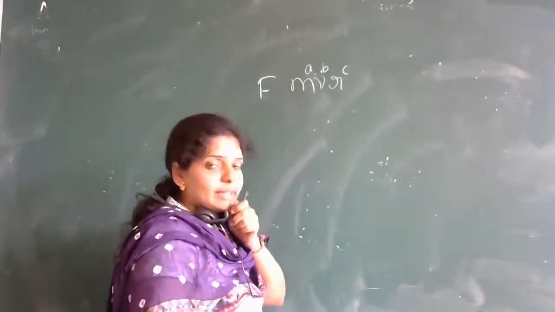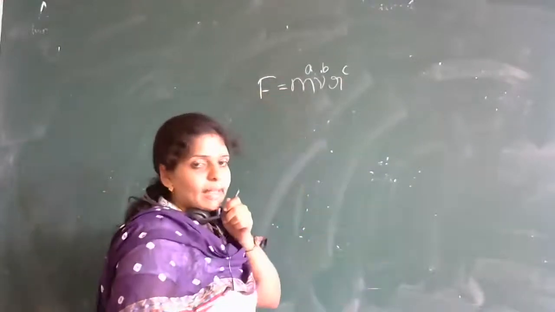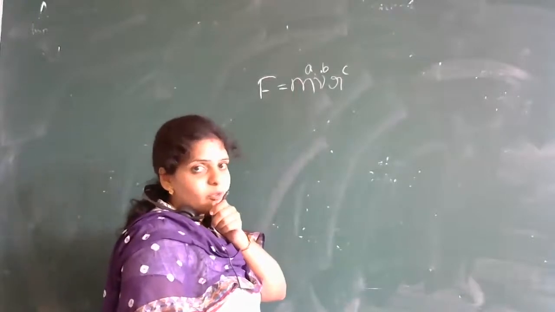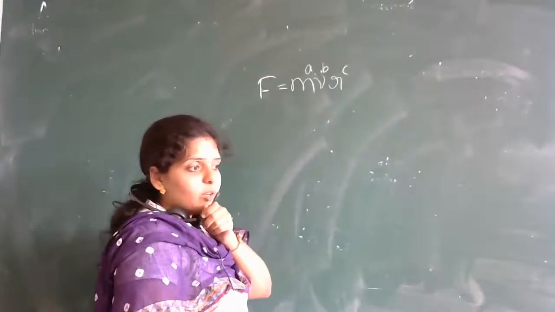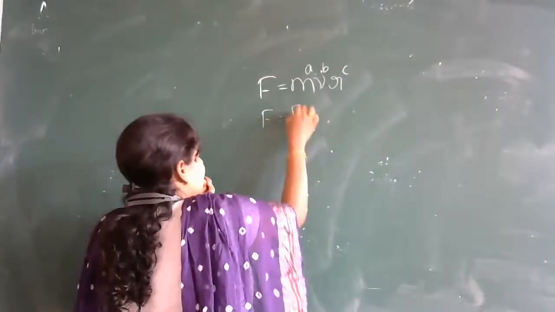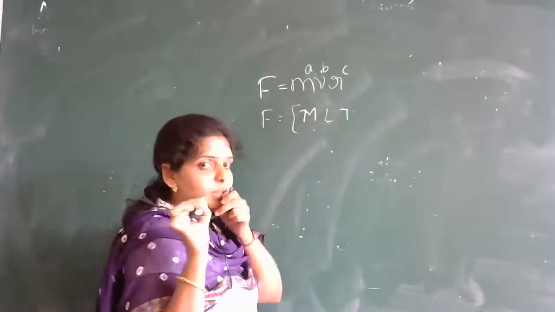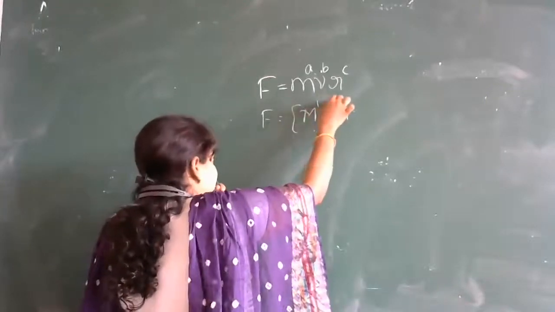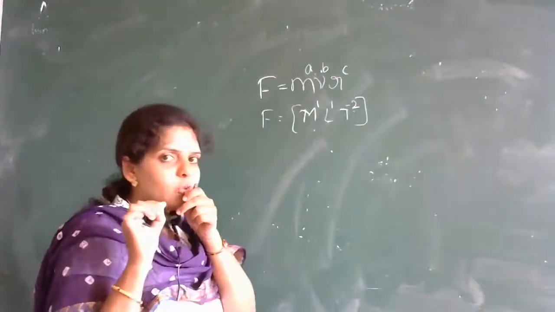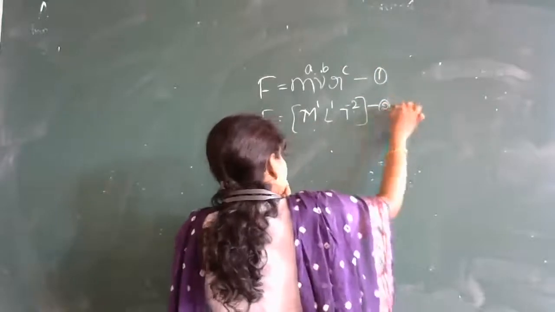After taking this as to the power a, b, c, I'll take an equal sign, and here I'll write the RHS and LHS dimension formula. What is the dimension formula for force here? It is M to the power 1, L to the power 1, T to the power minus 2. This is for force, and this one I'll name as equation 1. This one I'll name as equation 2.